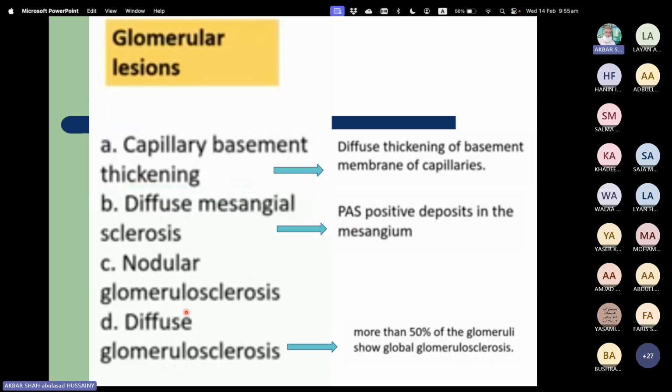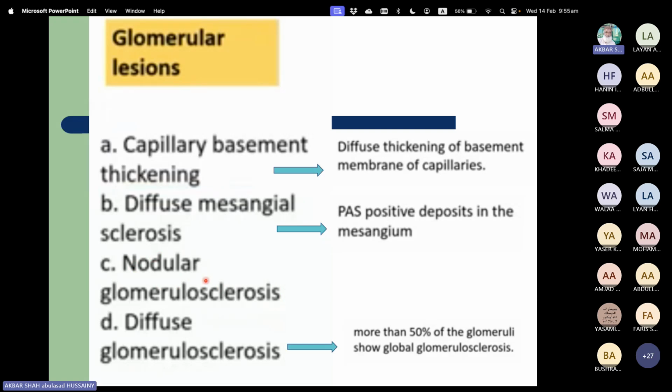And finally, we'll come to the last one, which is diffuse glomerular sclerosis, when more than 50% of the glomeruli show sclerosis. I've left number 3 because this is the most important, more classical, important indicator of diabetes. So we'll do it in more detail.